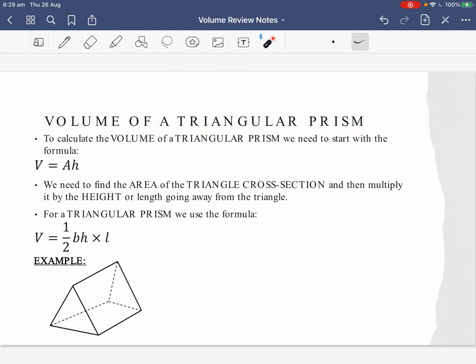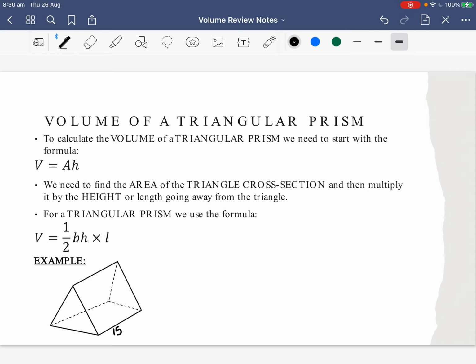Now we're going to have a look at the volume of a triangular prism. To calculate the volume of a triangular prism, we again start with the formula V equals AH. What we need to find is the area of the triangle cross section, and then we multiply it by the height or length going away from the triangle. So for a triangular prism, I like to use the formula V equals a half BH, which is our formula for the area of a triangle, times L. That's where our L is going back here.